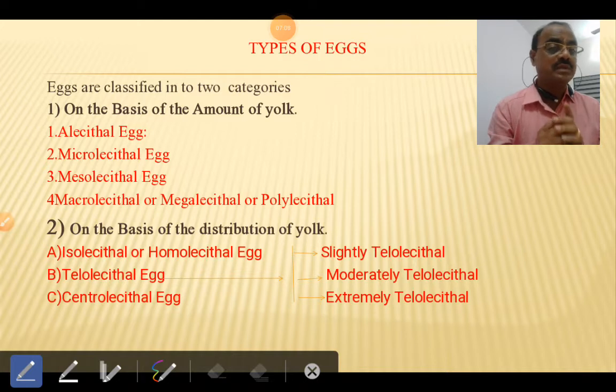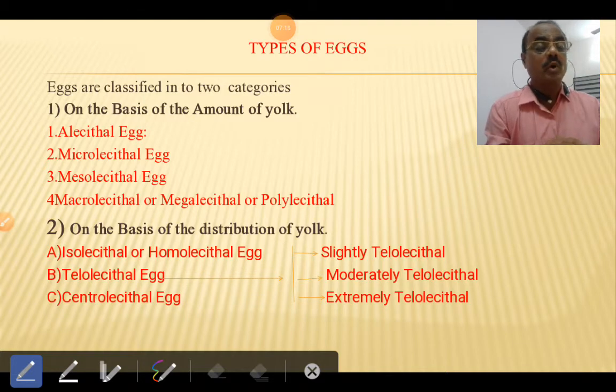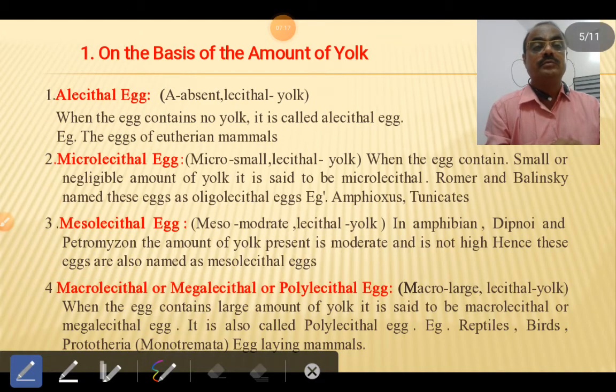Friends, we will see one by one. First, we will see on the basis of the amount of yolk. Now, friends, on the basis of the amount of yolk, the egg is divided into four types. What are the characters of these four types of egg? We will see one by one.